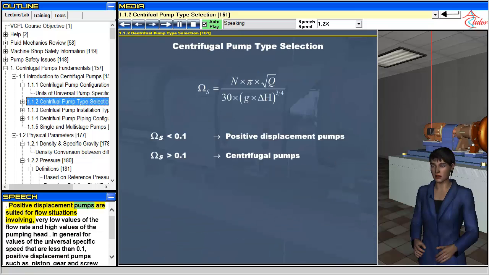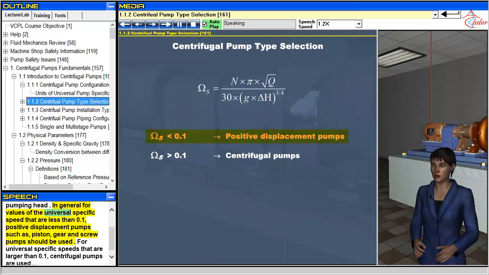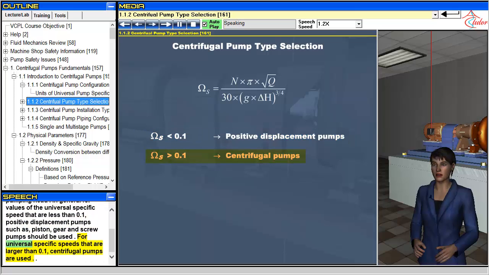Positive displacement pumps are suited for flow situations involving very low values of the flow rate and high values of the pumping head. In general, for values of the universal specific speed that are less than 0.1, positive displacement pumps such as piston, gear and screw pumps should be used. For universal specific speeds that are larger than 0.1, centrifugal pumps are used.